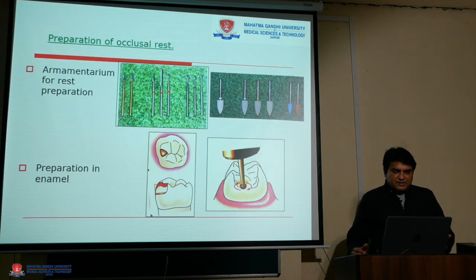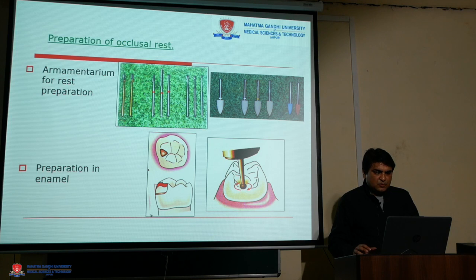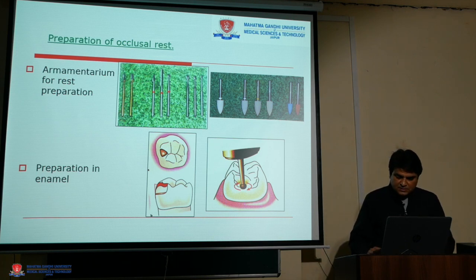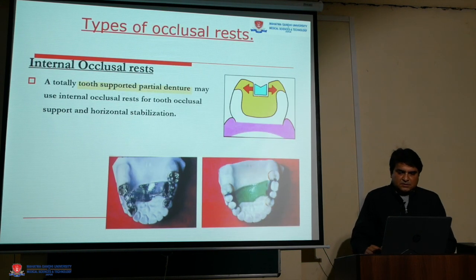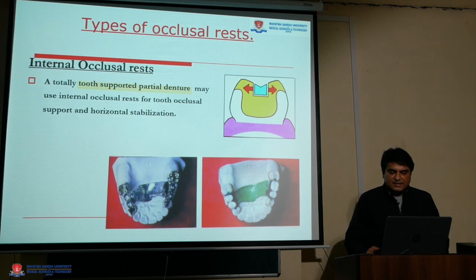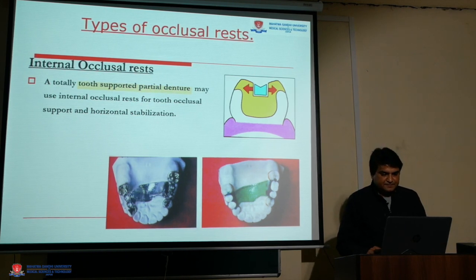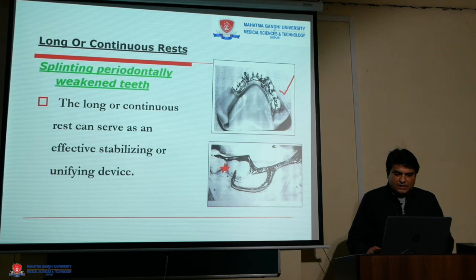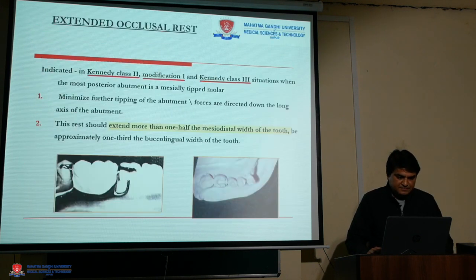So these are the armamentarium which are used for occlusal rest, which can be carbide burrs and polishing tips, and it should be prepared in the enamel. Coming to types of occlusal rest, it can be internal occlusal rest, like in Kennedy's class 3 situation, which is a totally tooth supported partial denture, or it can be long or continuous rest, which is preferred in splinting the periodontally weakened teeth.